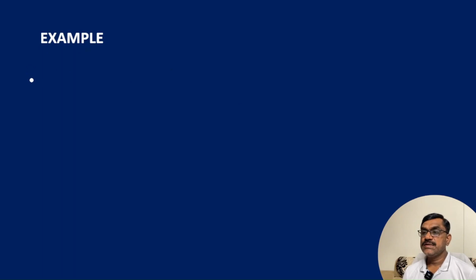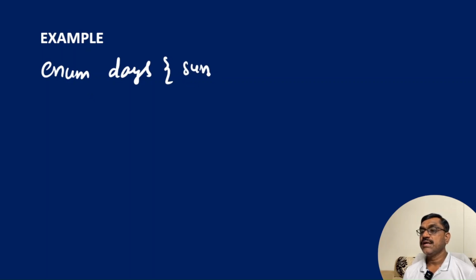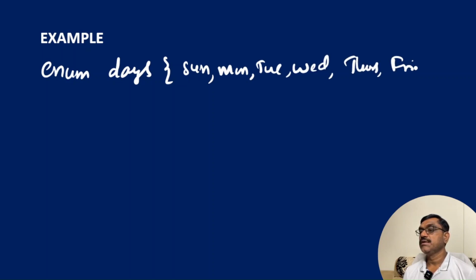We will take the same example enum, the previous example, and here the name of the enumeration is days. So instead of going to the next line, in the same line we can write the opening brace. You can write Sunday, Monday, Tuesday, Wednesday, Thursday, Friday, Saturday, closing brace and semicolon. This is the way of declaring the enumeration data type, right?